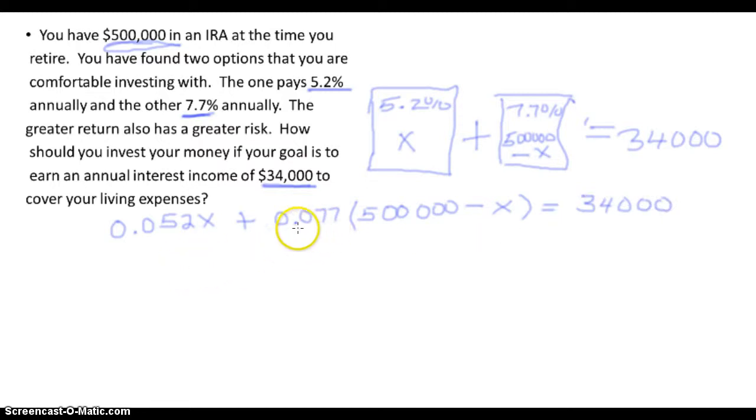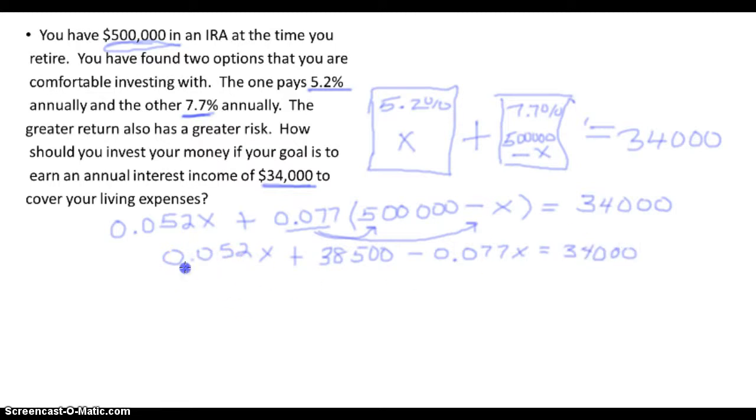So my first step is to do the distributive property, and I need to distribute this to both pieces. From that I get 0.052x plus, I'm going to type this into my calculator, so 38,500 minus 0.077x is equal to 34,000.